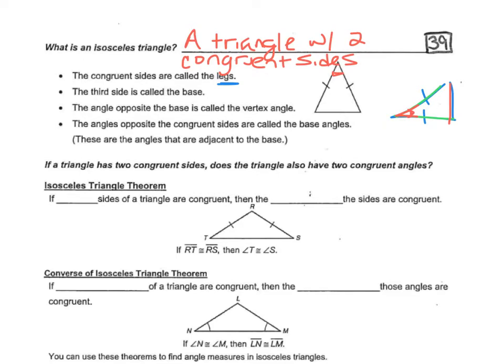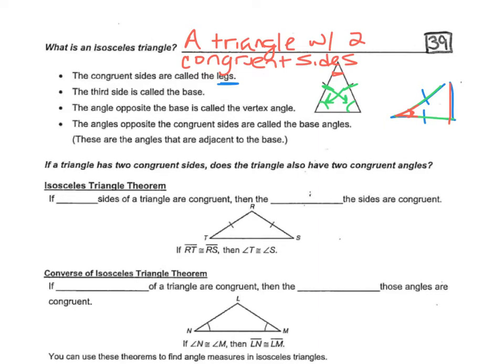And the angles opposite the congruent sides are called base angles. There's my congruence marking, go across, that's a base angle. Congruence marking, go across, there's my other base angle. And those angles are also congruent to each other. So my two sides, my legs, are congruent to each other, so equal, and the base angles are also equal.